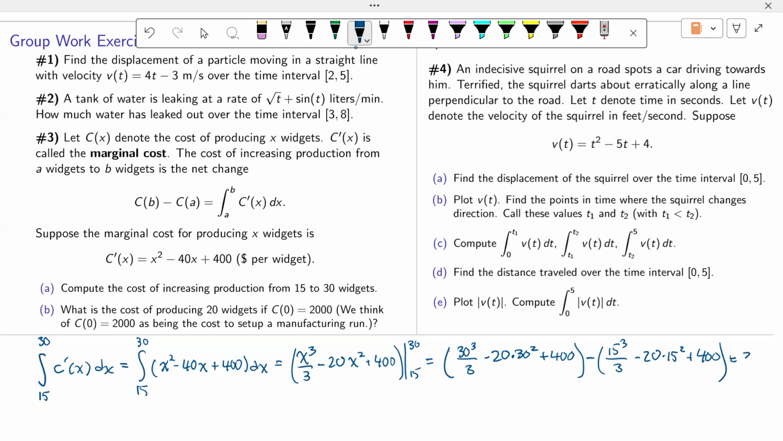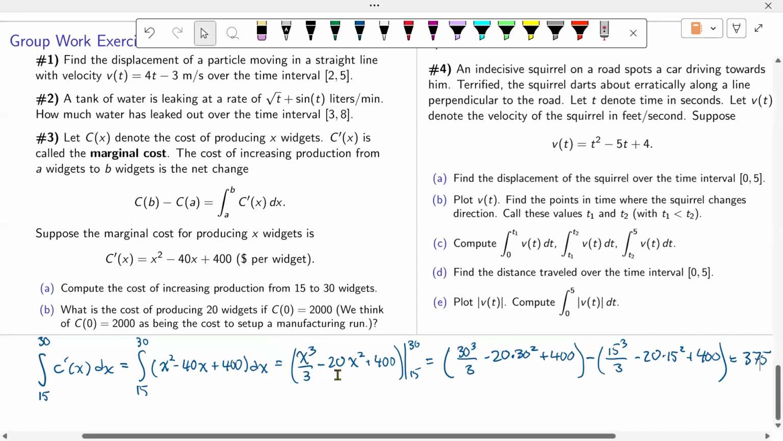So for part A, I'm writing it all here at the bottom. You should have gotten 375 widgets or $375. A big part of it is taking the antiderivative correctly. A bigger part of it is actually plugging it all into a calculator correctly. Don't feel bad. ChatGPT screwed that part up too.